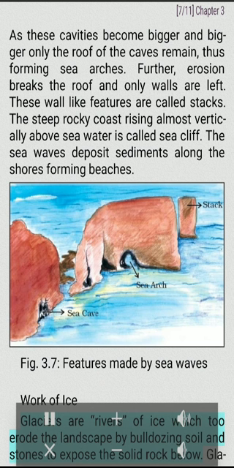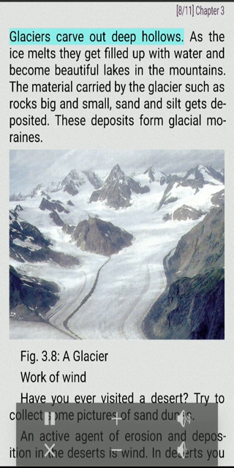Work of ice. Glaciers are rivers of ice which erode the landscape by bulldozing soil and stones to expose the solid rock below. Glaciers carve out deep hollows. As the ice melts, they get filled up with water and become beautiful lakes in the mountains. The material carried by the glacier, such as rocks big and small, sand and silt, gets deposited. These deposits form glacial moraines. Fig. 3.8. A glacier.